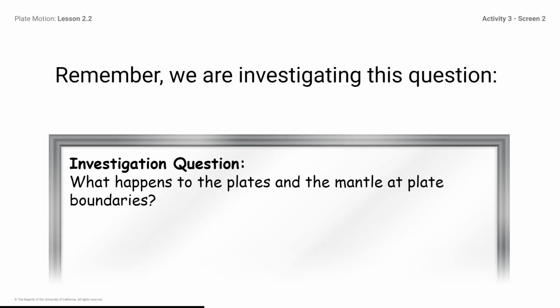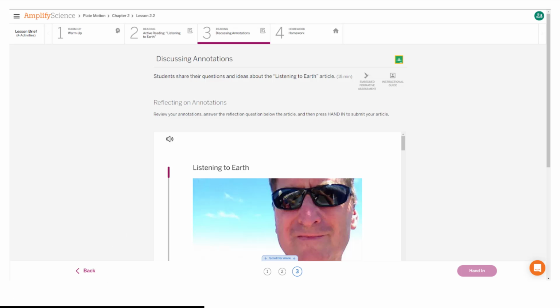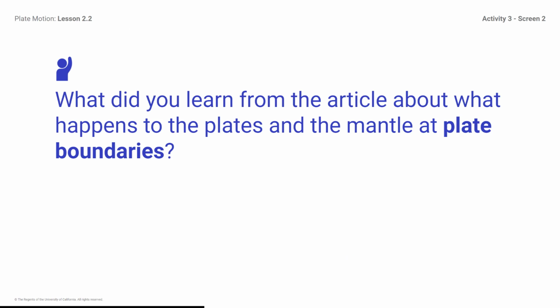Remember, we are investigating this question: what happens to the plates and the mantle at plate boundaries? Here's what your student screen looks like for this part of the lesson. What did you learn from the article about what happens to the plates and the mantle at plate boundaries?